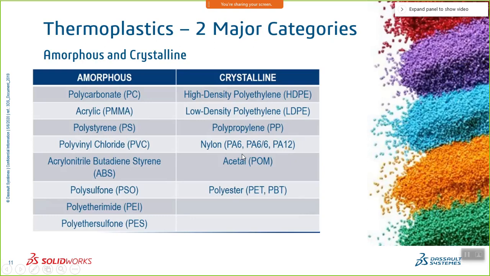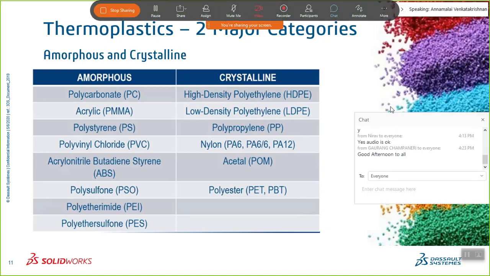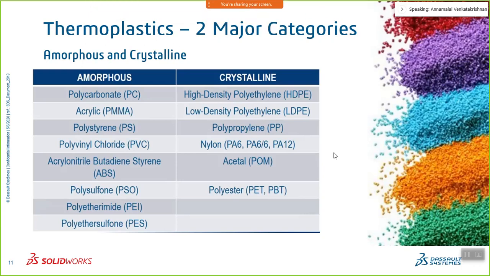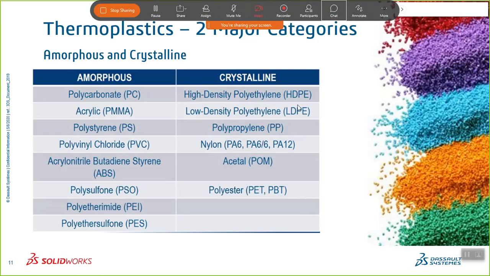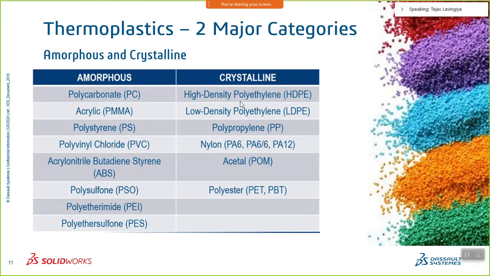And again, thermoplastics are used majorly in injection molding, right? So the procedure is different when you use thermoplastics or thermosets for your injection molding. But if you talk about thermoplastics, they are again divided into two categories, amorphous and crystalline, depending upon the application where we want to use them. The amorphous thermoplastics are polycarbonate, acrylic, polystyrene, etc. And crystalline are HDPE, LDPE, polypropylene, etc.